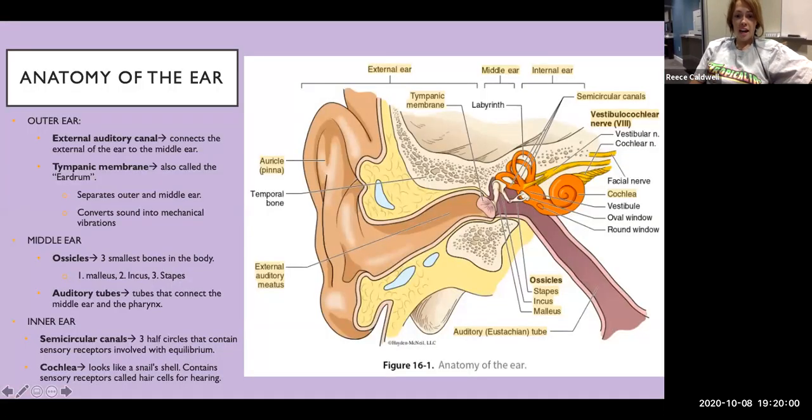So first we'll look at hearing. Hearing is done via the ear, and the ear also deals with our balance. And I'll explain why in just a second.